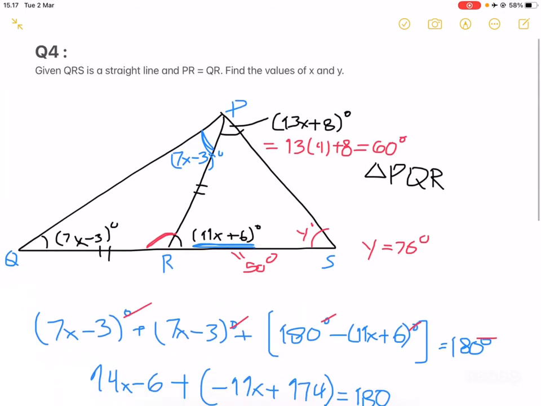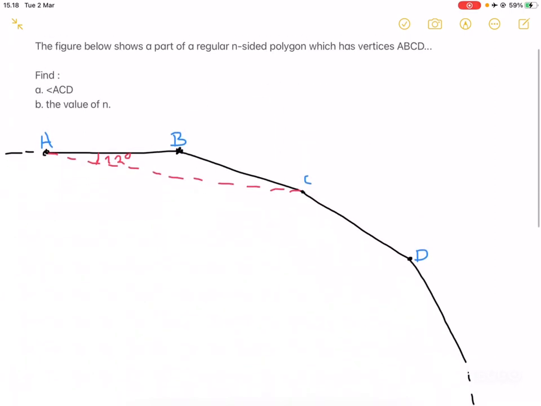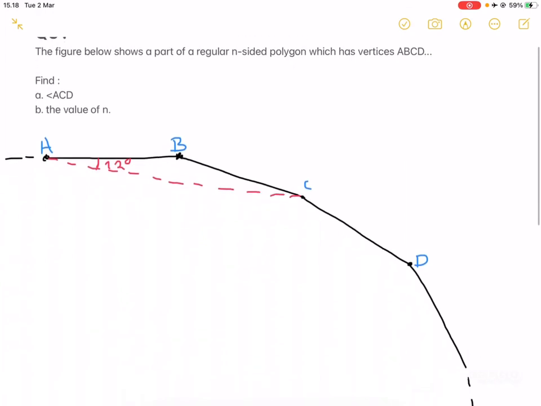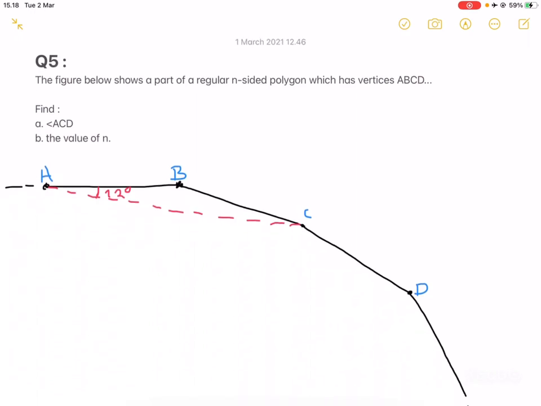Alright, so that's question 4. We have 2 questions left. So let's jump in. Alright, so this figure below shows a part of a regular n-sided polygon, which has vertices A, B, C, D, and so on. I put dot dot dot right there because we don't know the value of n yet, and therefore we cannot determine the number of vertices this polygon has. We're just given a part of it with this angle right here being 12 degrees. So we need to find the angle ACD, which is this angle right here, as well as the value of n.